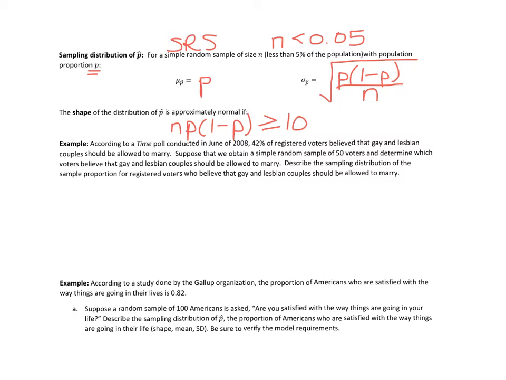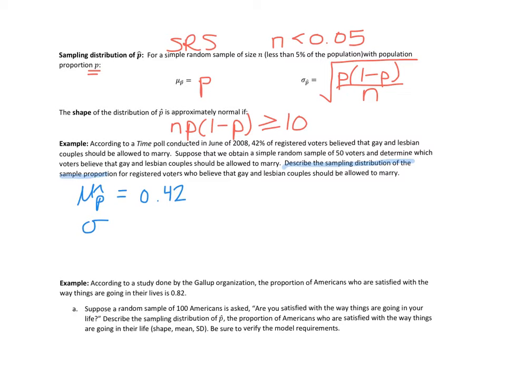All right, so a lot of words, always focus on that last sentence. We're going to describe the sampling distribution of the sample proportion for registered voters who believe that gay and lesbian couples should be allowed to marry. Remember, that's three things: mean, standard deviation, and shape. So if we wanted to find the mean of our sampling distribution, we could say it's 0.42, or 42% of registered voters.